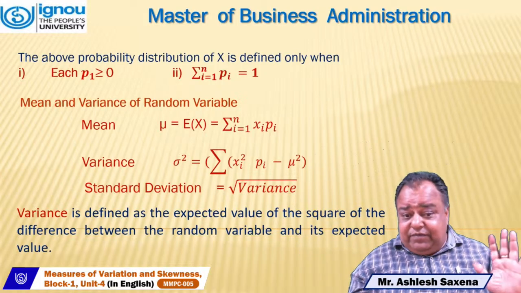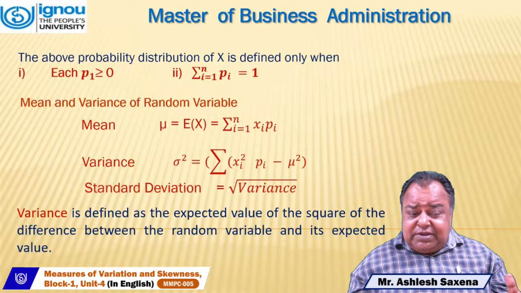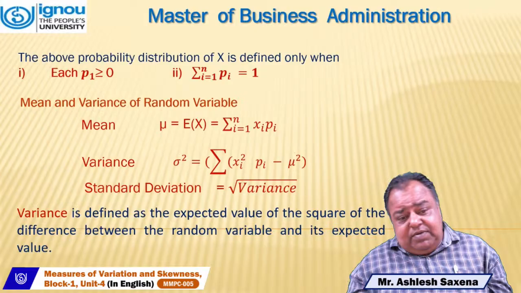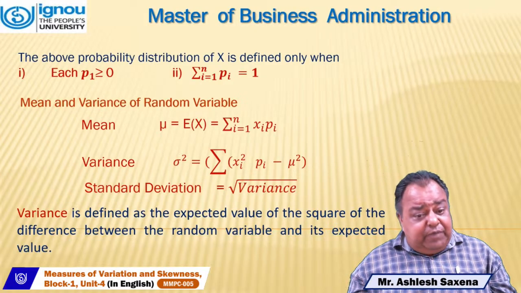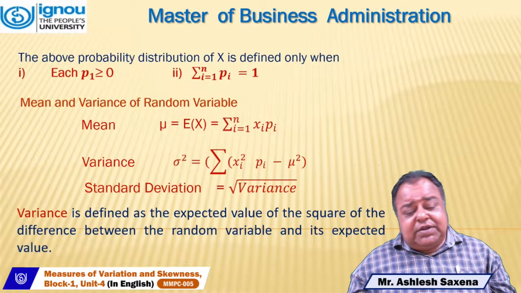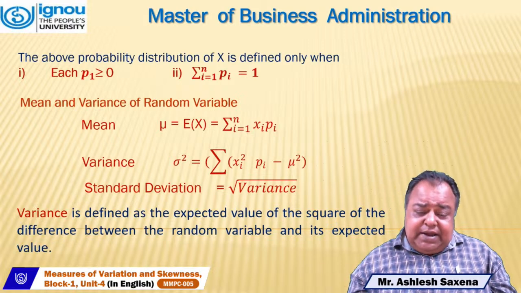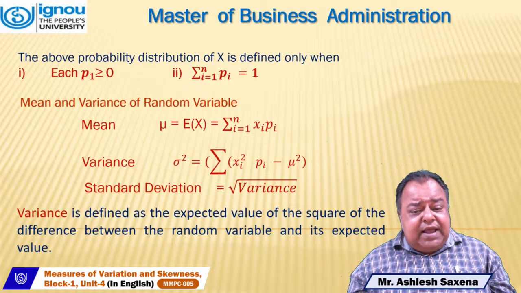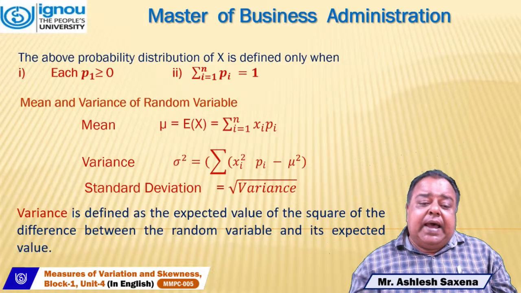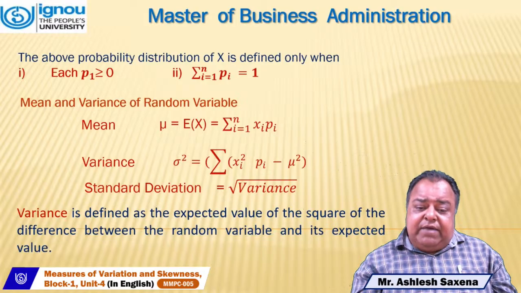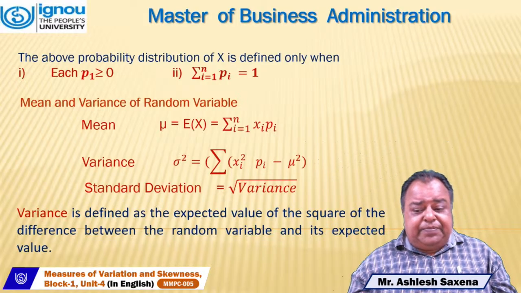Now we have discussed 3 things: mean, variance, and standard deviation. You will see how they are evaluated. We talk in terms of the mean. It is denoted by mu, which is equal to E(x), which is equal to the summation of the product of xi and pi. For variance, it is the summation of xi square pi minus mu square, that means square of the mean. And the standard deviation is the square root of the variance.